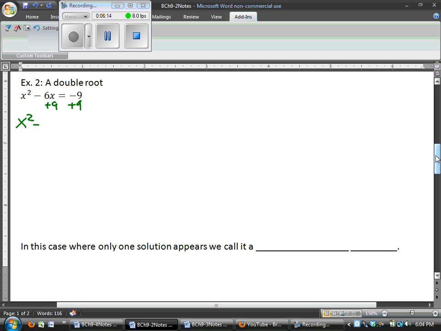Make sure you're careful not to do negative 6 plus 9 because they're not like terms. Negative 6x plus 9 cannot be added. One has an x, one doesn't. So we just have to write them next to each other.